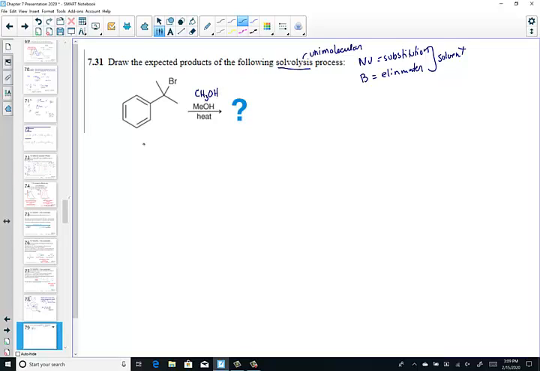So thinking about going through the process, step number 1, the leaving group leaves. So minus Br, the leaving group leaves. And when it does so, we form a carbocation, and that is going to be resonance stabilized. So there's our first step, forming the carbocation. In the next step, we take a look at that methanol, MeOH, methanol.